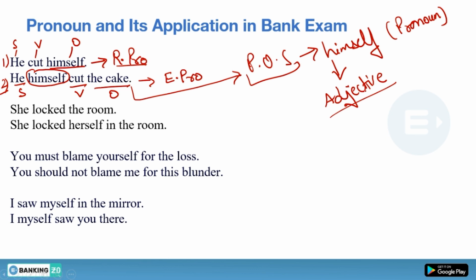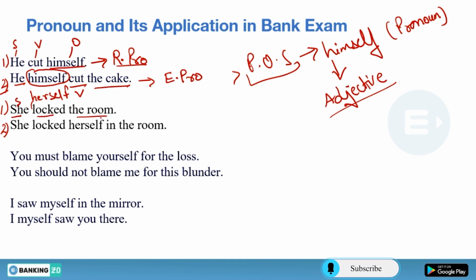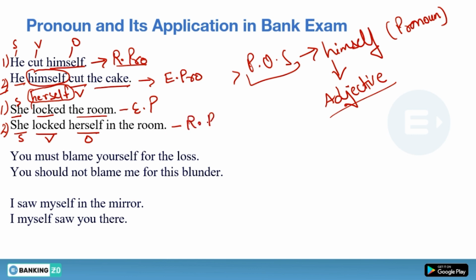All right, so she locked the room. What if I say she herself locked the room? Whenever there is a subject and then a verb and then object, and herself is only functioning to emphasize the pronoun or the subject, it is emphatic pronoun. But what about second statement? She locked herself. She is the subject, locked is the verb, herself is the object. Now this is reflexive pronoun, right? So do you understand the difference between reflexive pronoun and emphatic pronoun.